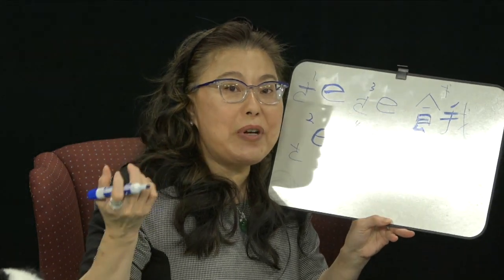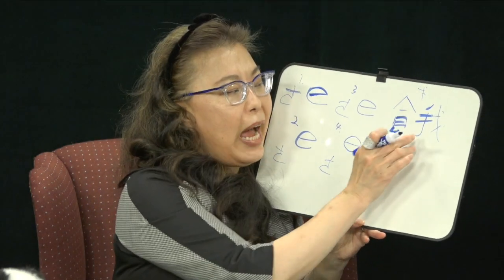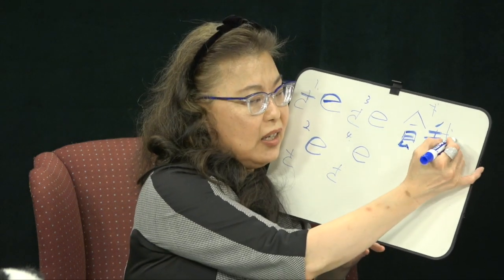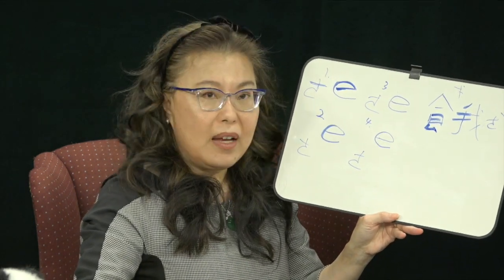我. I'm very proud of myself, right? Now, you put I want to eat together. You create hungry. Say 饿. Very good.